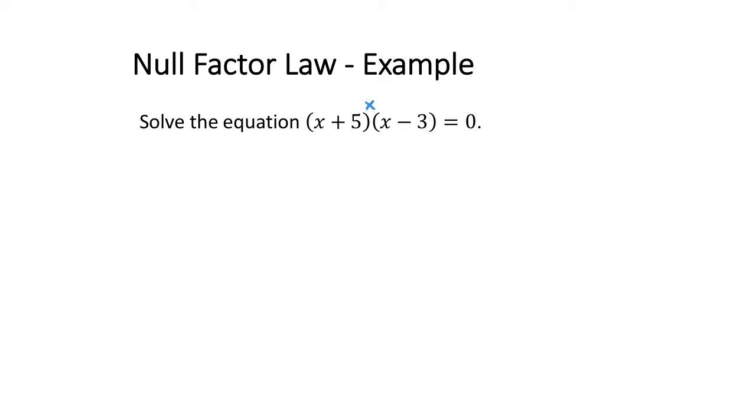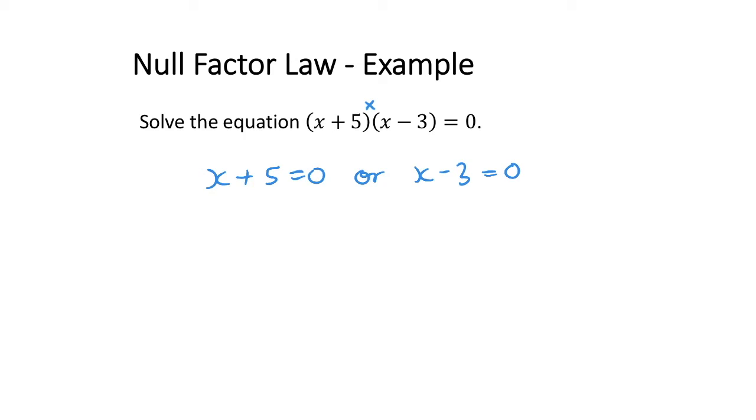So remembering in between the brackets is a little imaginary multiplication. So the question is really x plus 5 times x minus 3 is equal to 0. So when we're multiplying those terms together, one of those terms has to equal 0. Therefore, either x plus 5 is equal to 0 or x minus 3 is equal to 0. So now that I know what those are, I can go ahead and find out my values of x.